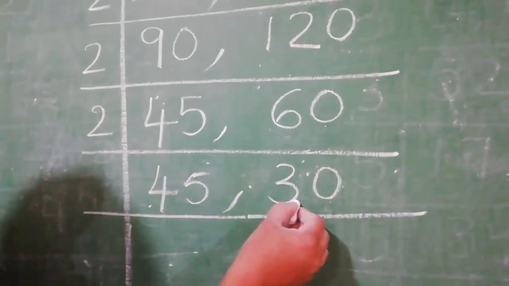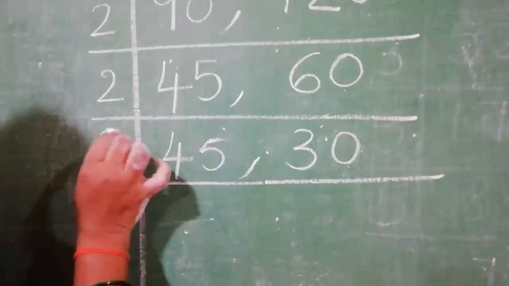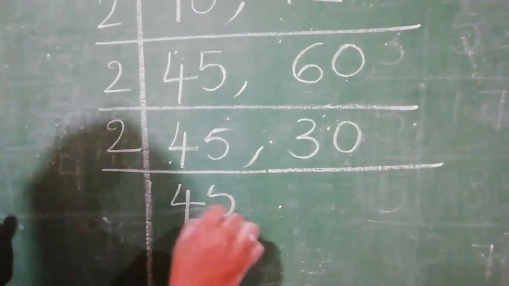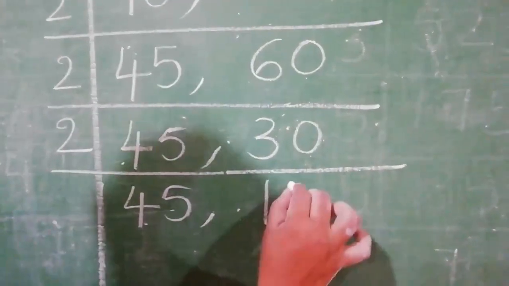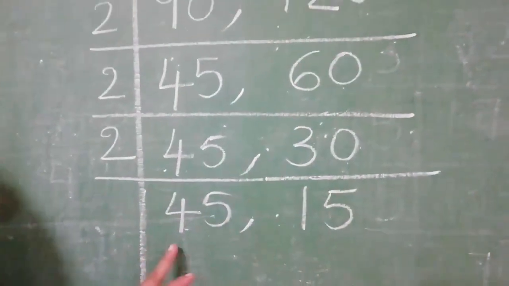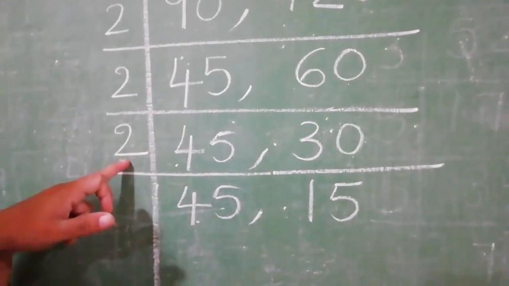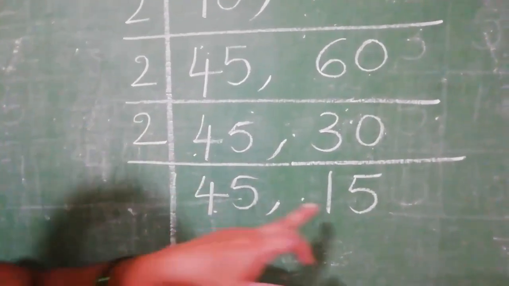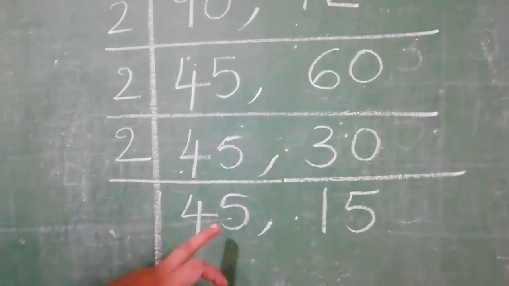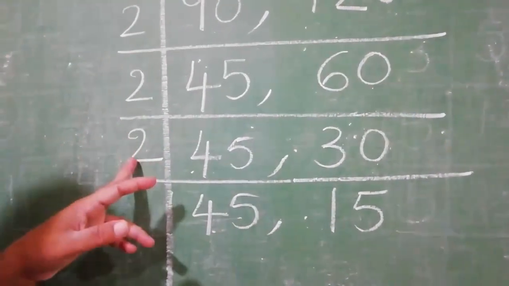See the two numbers. The first is not divisible by 2, and this one is divisible by 2. Write the same quotient for the first. How many times for the second? 2 15s are 30. Now see the two numbers 45 and 15. These two numbers are not divisible by 2. Why? Because the numbers end with 5. The second number also ends with 5, and the first number also ends with 5. So these two numbers are not divisible by 2.